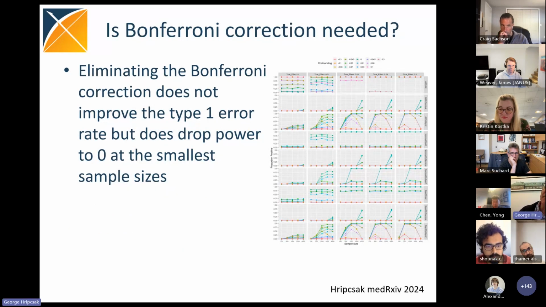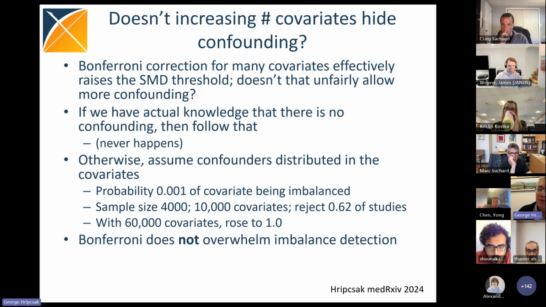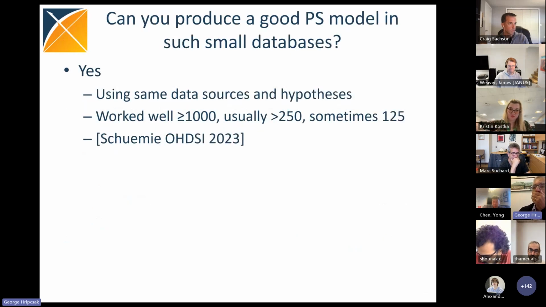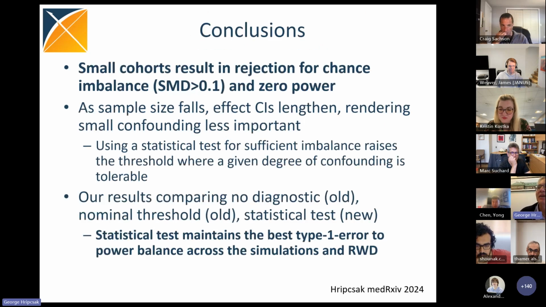You think I'm doing a Bonferroni correction on the statistical significance. Doesn't that raise the threshold really high? Well, in practice, we're finding it still works. And the reason we're doing this in the first place is because all those extra variables we include, some of them are confounders and we don't want to miss them. Then you can say, well, isn't this all a moot point? I have a study with only 250 cases. How can I even calculate a propensity score? Well, Martijn Schuemie already showed that you can get a stable propensity score even at 250 and maybe 25.